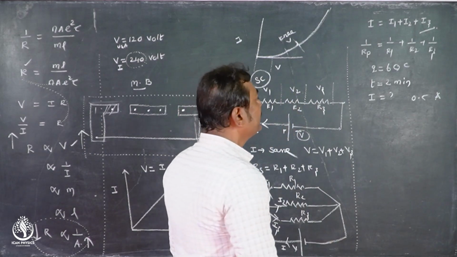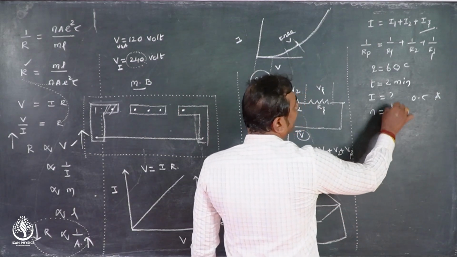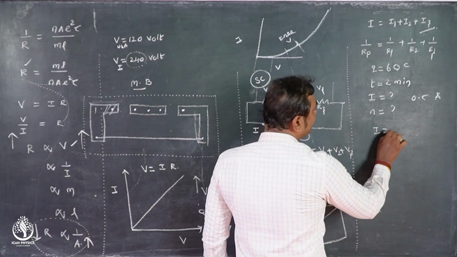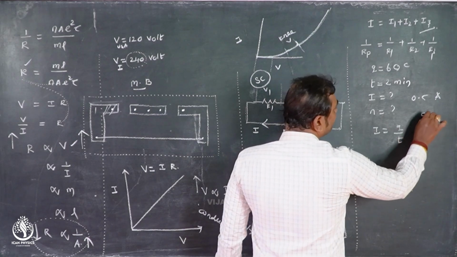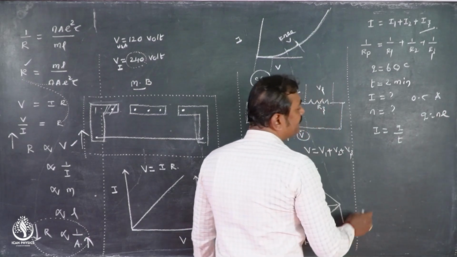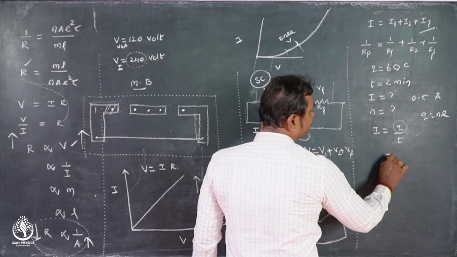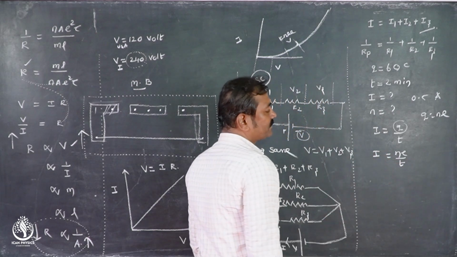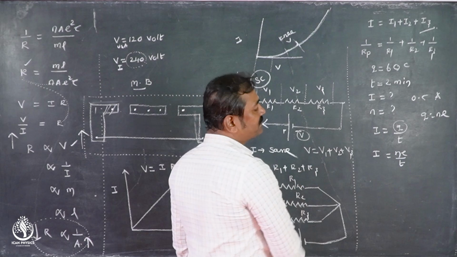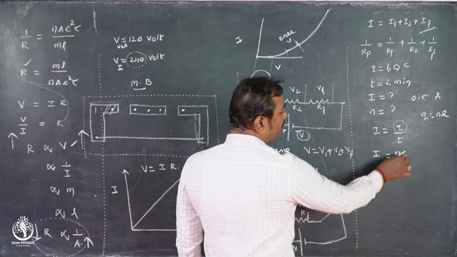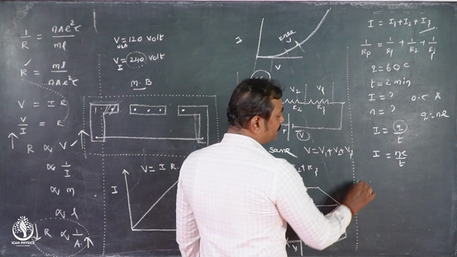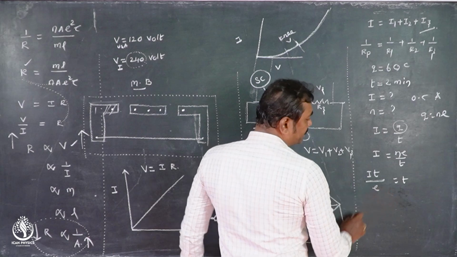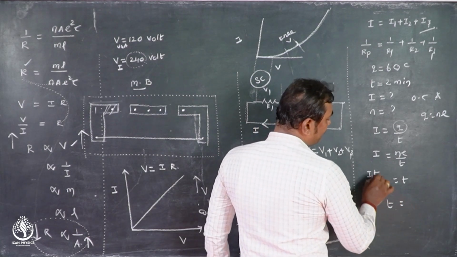Suppose they are asking, what is the value of N? So we know that I equal to Q by T, but Q equal to NE. So instead of Q, we can substitute NE by time, that is equal to I. Okay. So now the division by time comes to this side as multiplication. Multiplication by E comes to this side as division. So I T by E. Then N equal to I T by E.